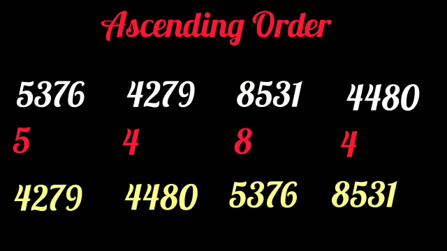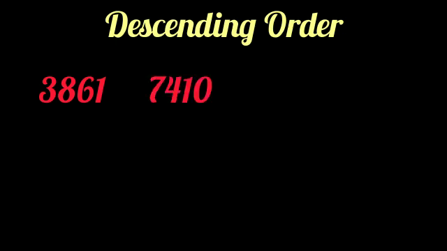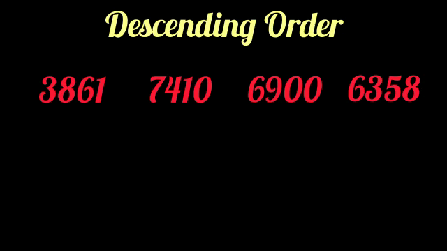Now let us arrange these numbers in descending order. See, 3861, 7410, 6900, 6358. Here we can see all the numbers are having 4 digits. So we should compare the first digit. Here it is 3, 7, 6, 6. Since we are arranging in descending order, we should choose the bigger number first.